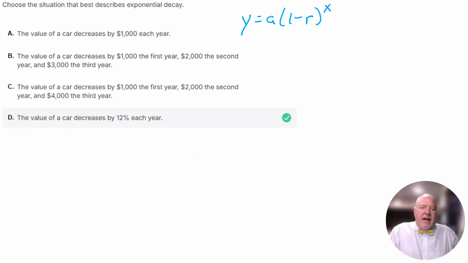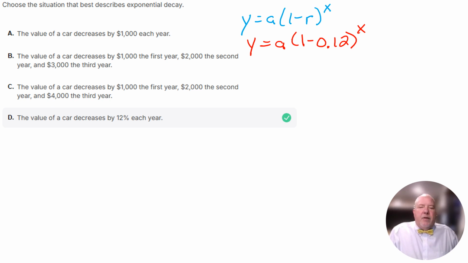And in fact, if they asked you to write the equation, you could write it as y equals, actually, we don't know what the initial value is, so I take that back. We couldn't write it. But for the R in here, you would put 0.12 or 12 hundredths. So you write the percent as a decimal. So this is what it would look like, and then A would be the initial value. So the answer is D.